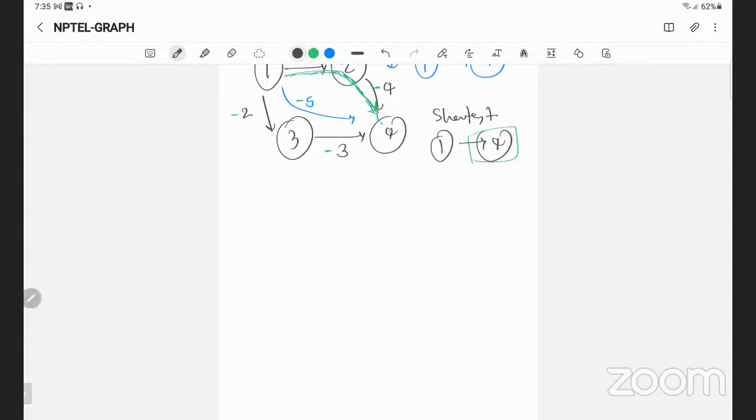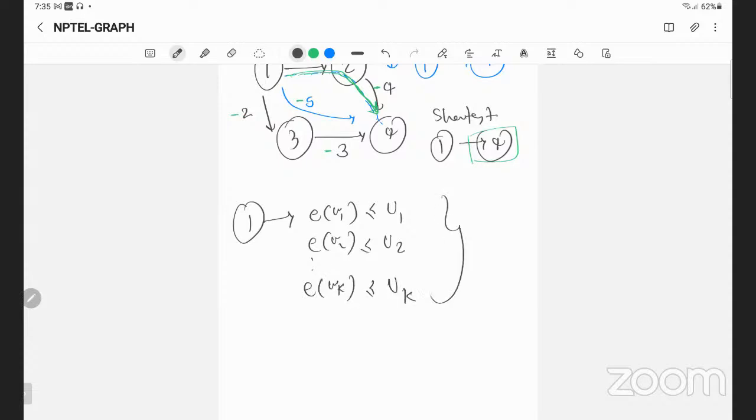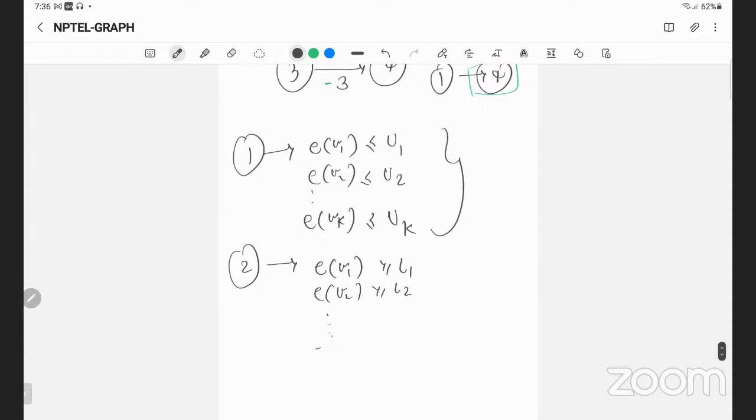At last, from the first graph we got EV1 is less than or equal to U1, EV2 is less than or equal to U2, up to EVK is less than or equal to UK. So these are upper bounds of all the vertices, and through graph 2, we got EV1 greater than or equal to L1, EV2 greater than or equal to L2, up to EVK greater than or equal to LK. So by doing the shortest path algorithm, we will get these values, right?